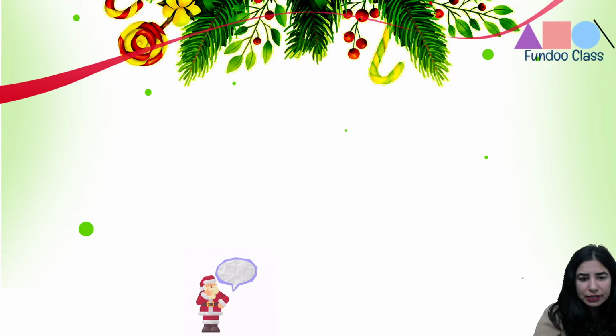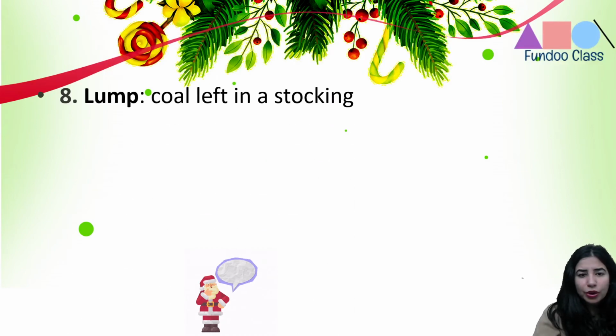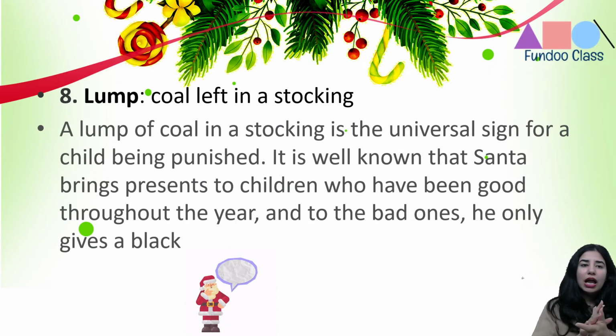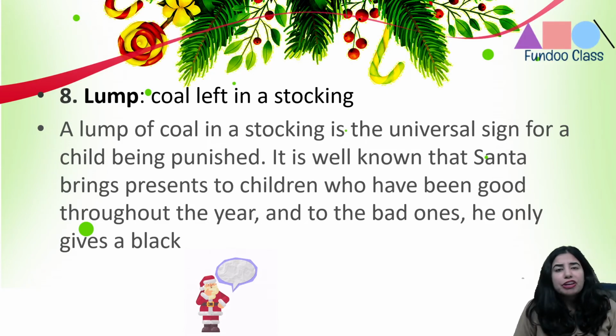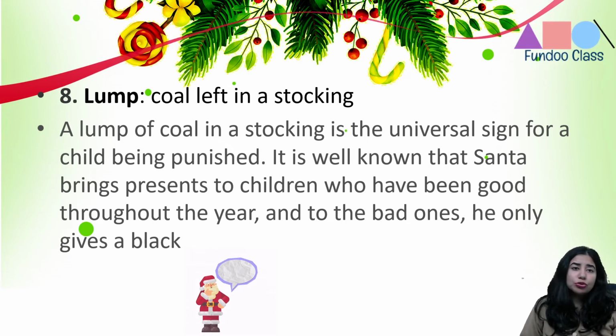So what is happening here? Santa is thinking of something. Okay, so lump. So lump is coal left in a stocking. So this is very interesting. This pertains to a story or a fable of Christmas time. So a folklore. So a lump of coal in a stocking is the universal sign of a child being punished. So you must have heard of it that Santa gives. This is basically the belief that Santa puts the toys or the gifts he brings for children in the stockings, right? So that's why you must be seeing a lot of decorations. You have the stockings.